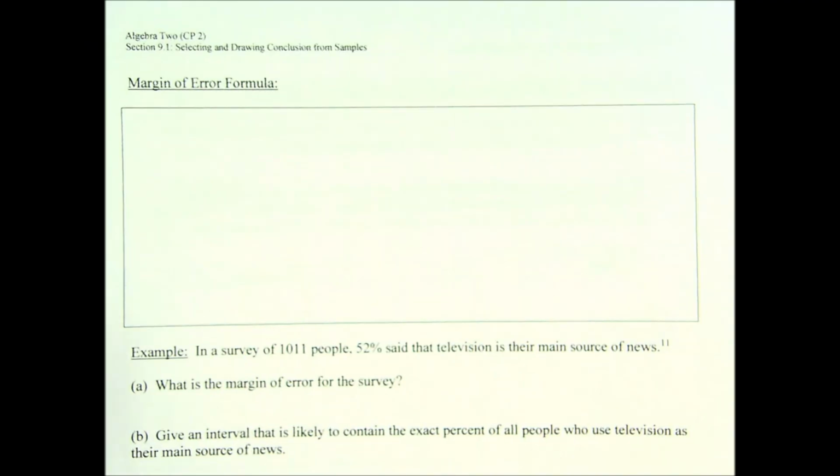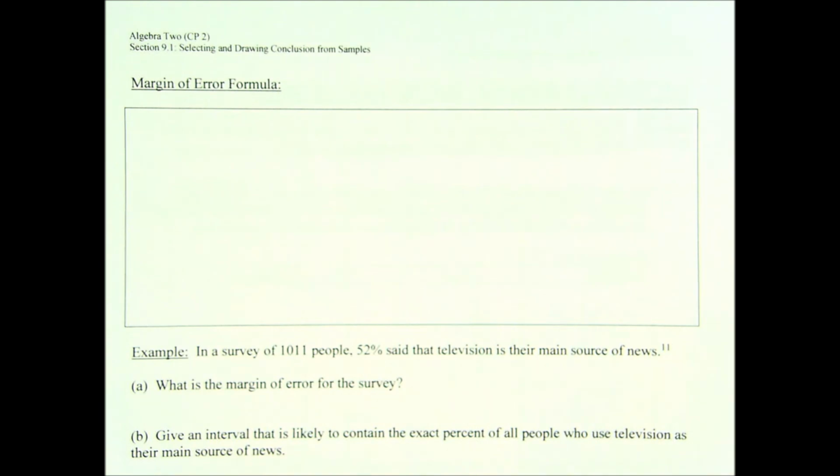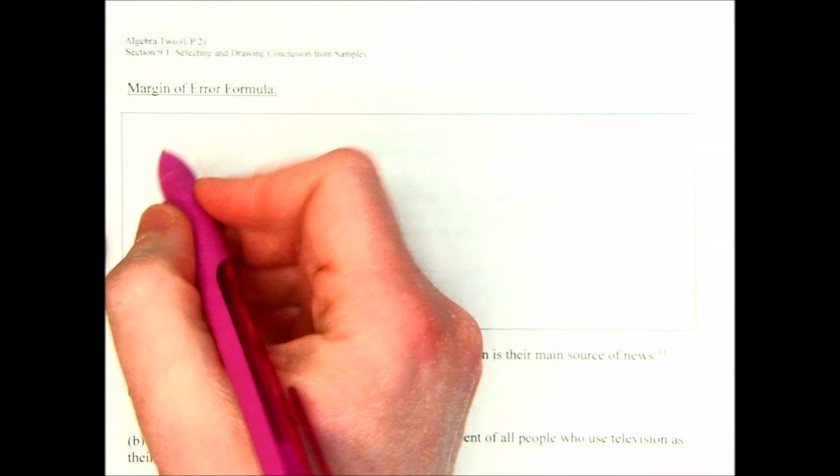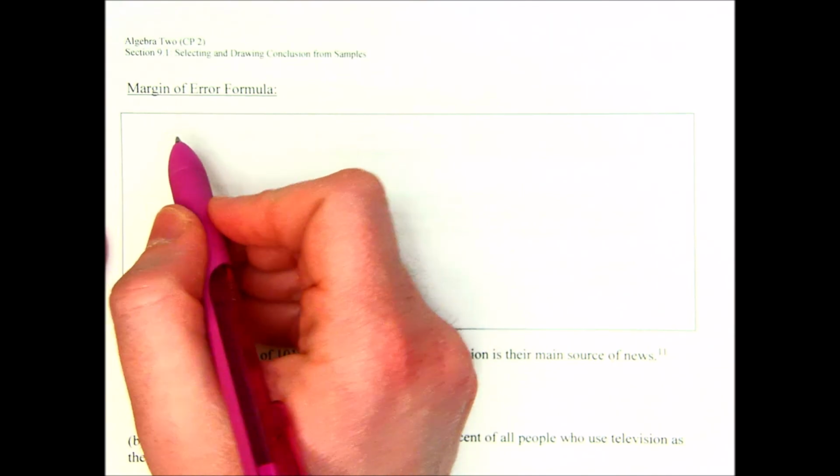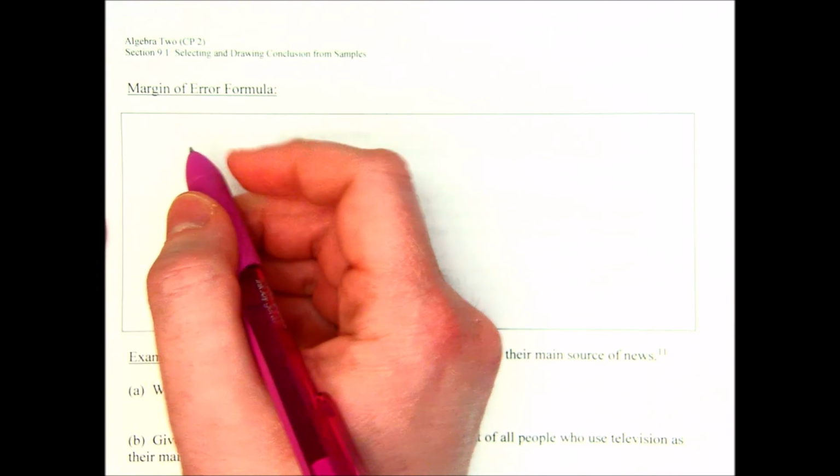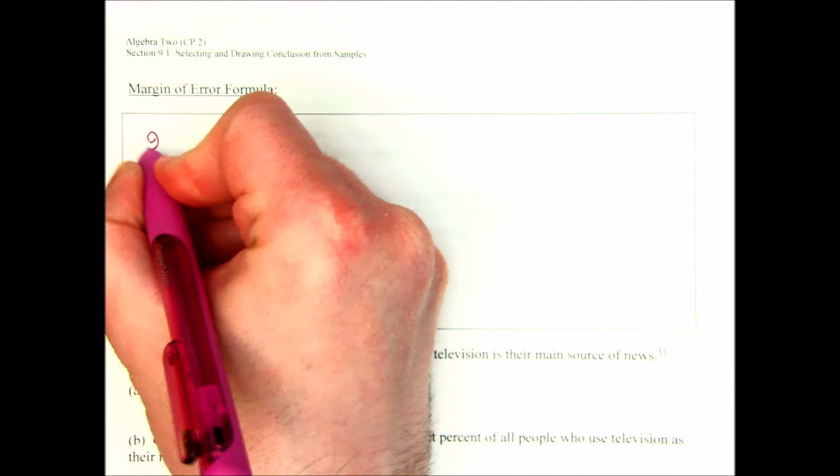The margin of error tells us how the information we get from a sample compares to the information that we can assume from a population. And the idea is the more people who are sampled, the better our data is going to be. Our margin of error formula is determined solely based on the number of people who are surveyed.